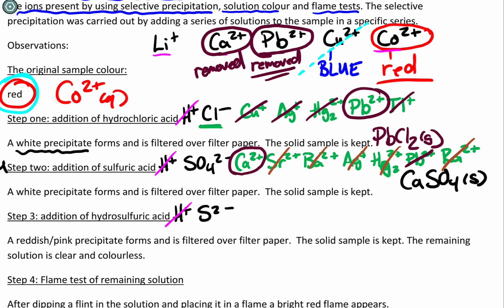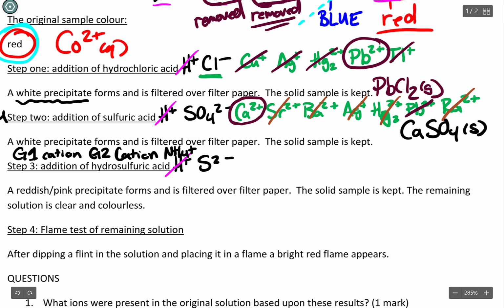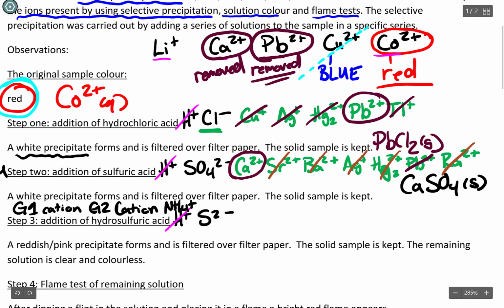Let's look at the next one. Step 3, the addition of hydrosulfuric acid. So now S2- is not part of our data book anymore, so I'm going to have to tell you what it is insoluble with. Okay, S2- is only soluble with group 1 cations and group 2 cations, as well as NH4+. So I forgot to change this one, but that's not too bad. That's what S2- is soluble with. And so we're going to see what else it could react with.